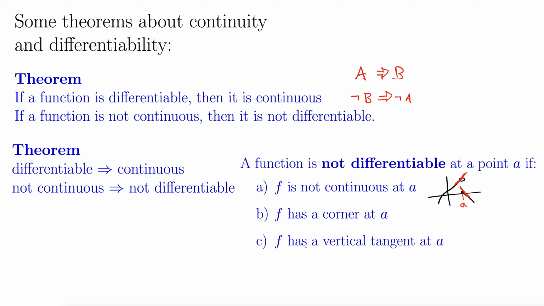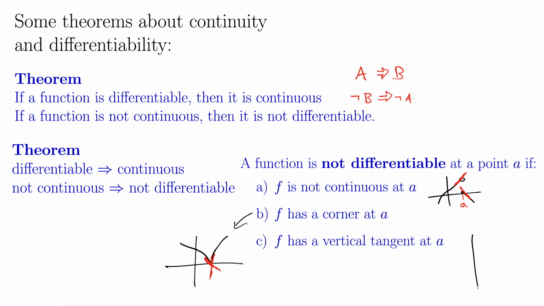The second instance is if f has a corner at A. And by corner we just mean something like this. If we're approaching in from the left, we have a negative slope here, but if we approach from the right, we have a positive slope here. Whoa. So which is it? Is it the negative derivative or the positive derivative? Well, we can't say, so it doesn't really work at a corner.